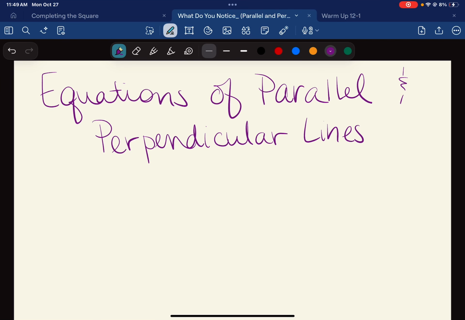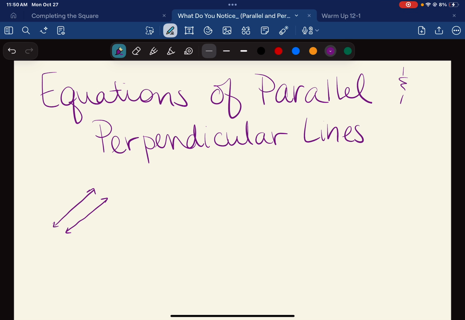Right, equations of parallel and perpendicular lines. We've got some things that we need to remember from our middle school math. If we have two lines that are parallel, that means they are never going to intersect. They're never going to cross each other. They're never going to touch. And the reason for this is because they have the same slope or rate of change.